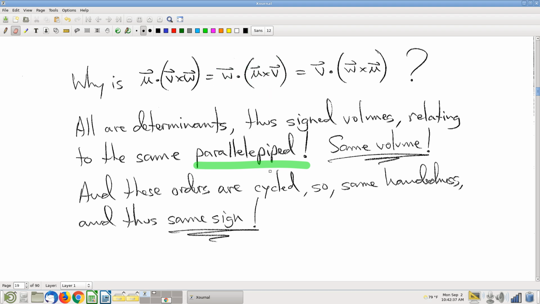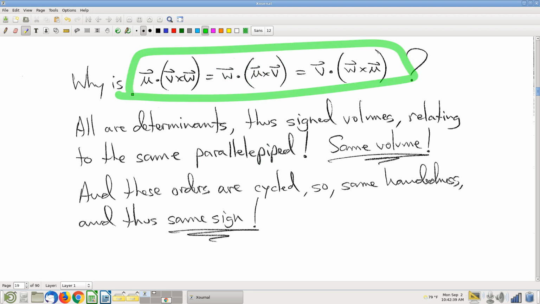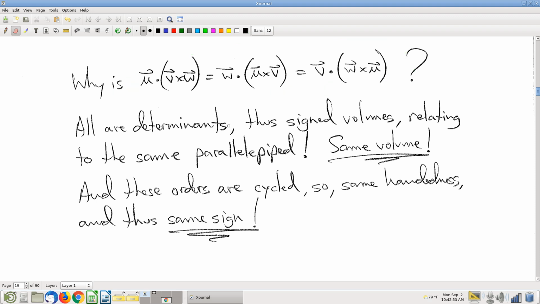And therefore, these expressions here, they at least are equal in absolute value. Now the plus and the minus, we haven't addressed that. But in terms of magnitude, these should be the same because they all geometrically look the same. Now about that order, we've already observed all of these orders are cycles of each other. Cycles always have the same handedness, and therefore we're always going to get the same sign. So same magnitude, same sign, same numbers.